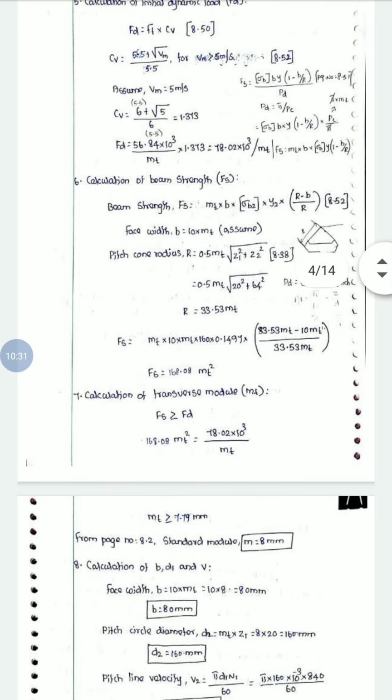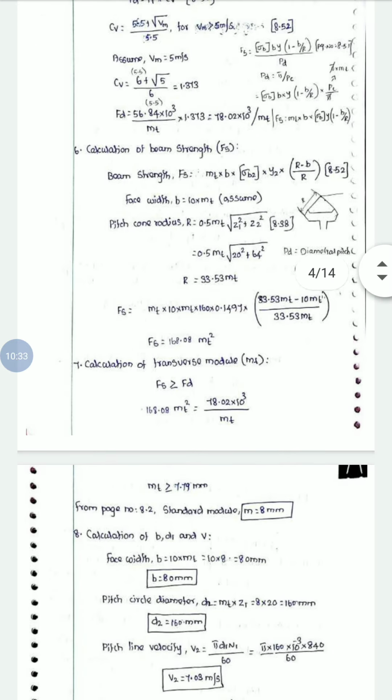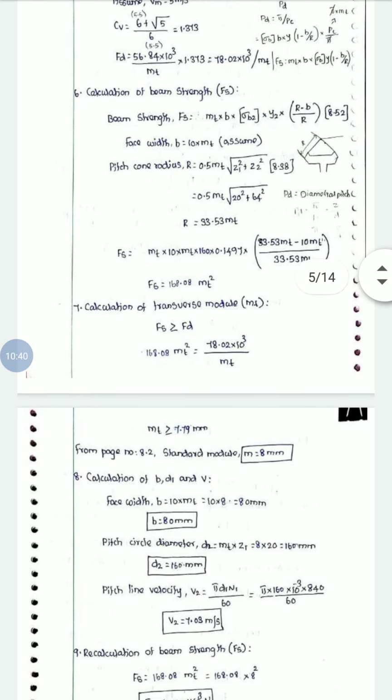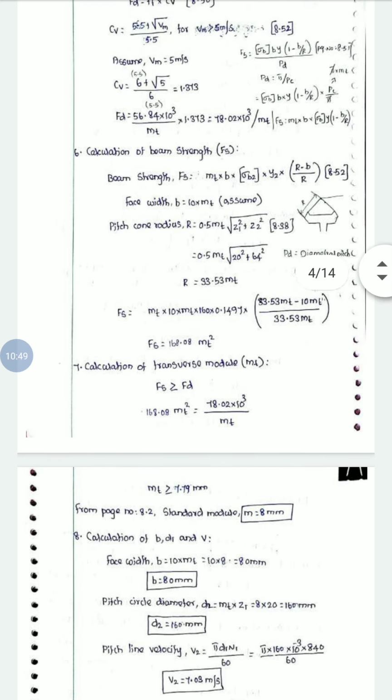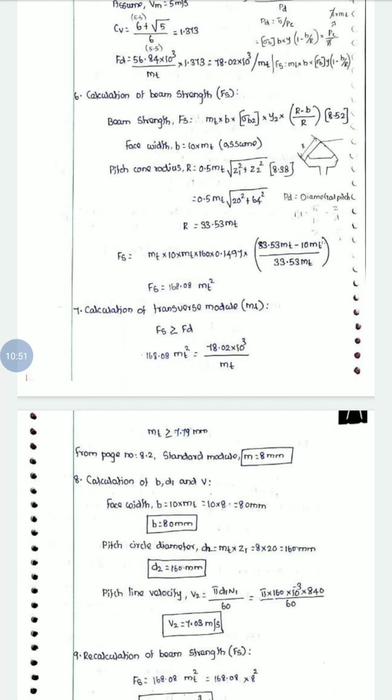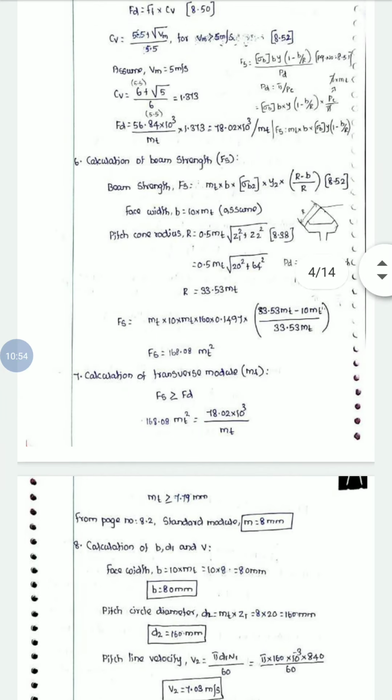The next step is the calculation of beam strength. This formula is also taken from the data book, page number 8.52. That is Fs is equal to MT into B into sigma B2 into Y2 into R minus B by R. We already know the sigma B2 value and the Y2 value, and now we have to find out R, B and MT.